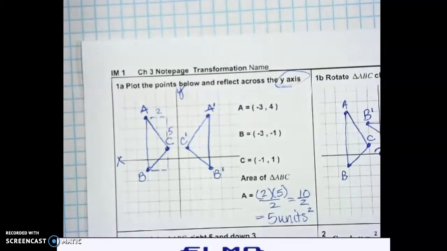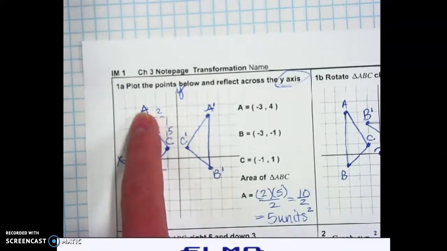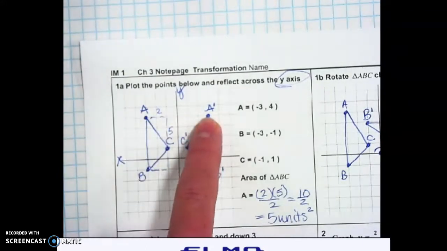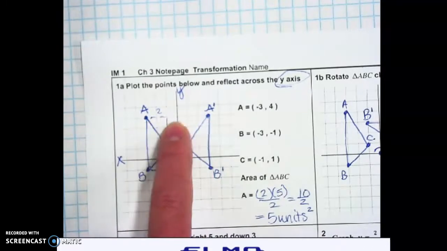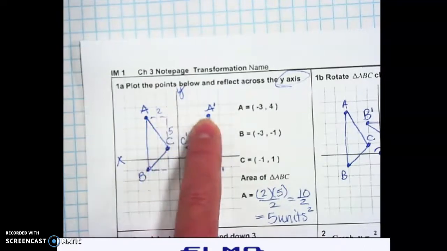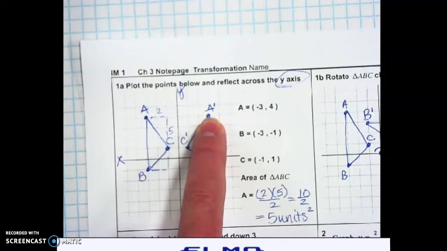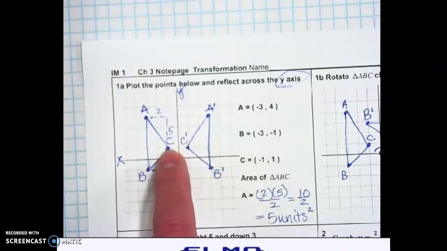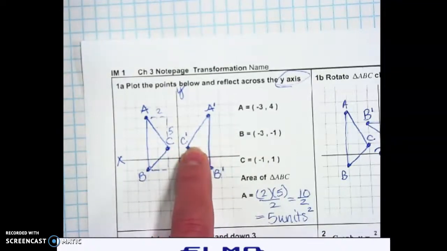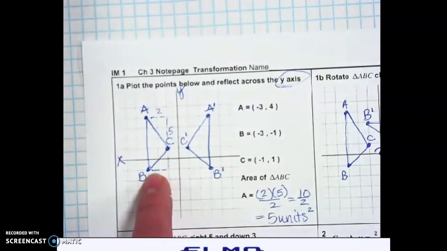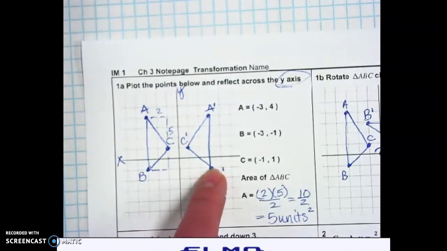I drew it into a triangle, and then I reflected it across the y-axis. So every point over here is going to be the same distance over here. So I counted and said this is 1, 2, 3 units away. So A prime is 3 units away this direction. Point C is 1 unit, so C prime is 1 unit. Point B is 3 units, so B prime is 3 units.